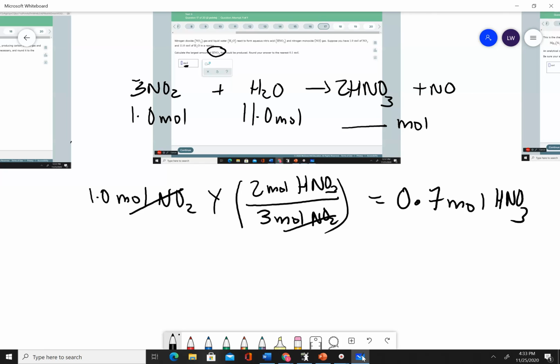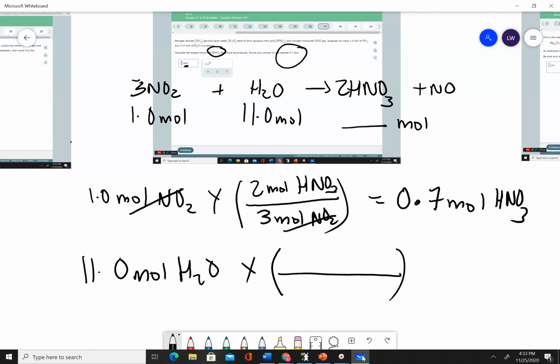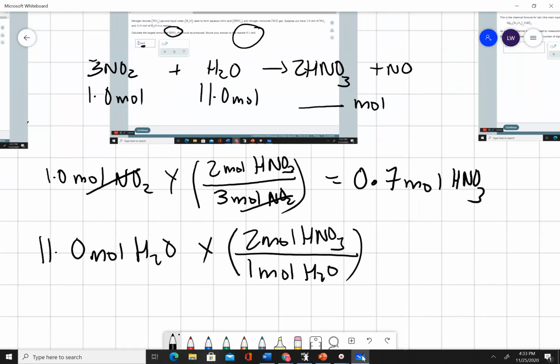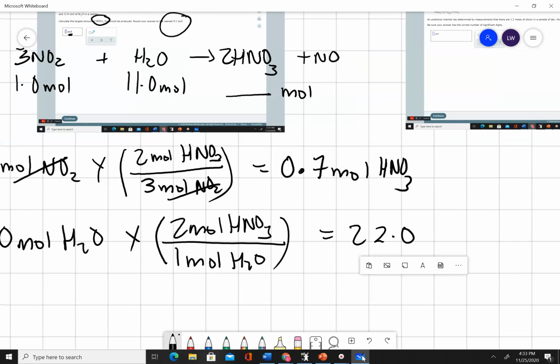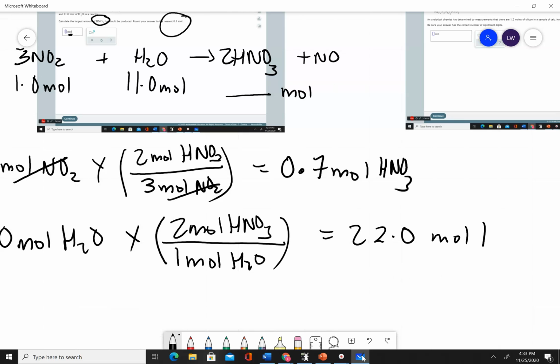Now I rounded that off to the nearest 0.1, because that's what they said to do. Okay, now let's move on to the water. I've got 11 moles of water, and I can see from my balanced equation that I get 2 moles of HNO3 for every 1 mole of water. So 11 times 2 is going to give me 22.0 moles of HNO3.